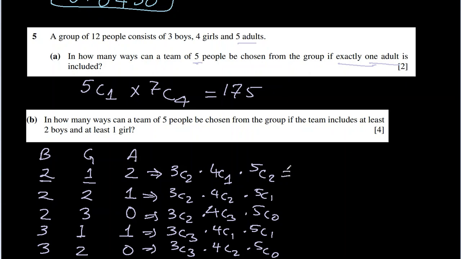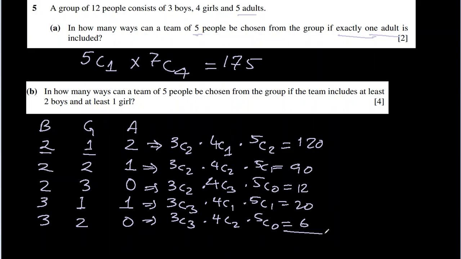And now let's evaluate them, which I have done already. 120, 90, 12, 20 and just 6. So if we add these, we get 248 such selections.